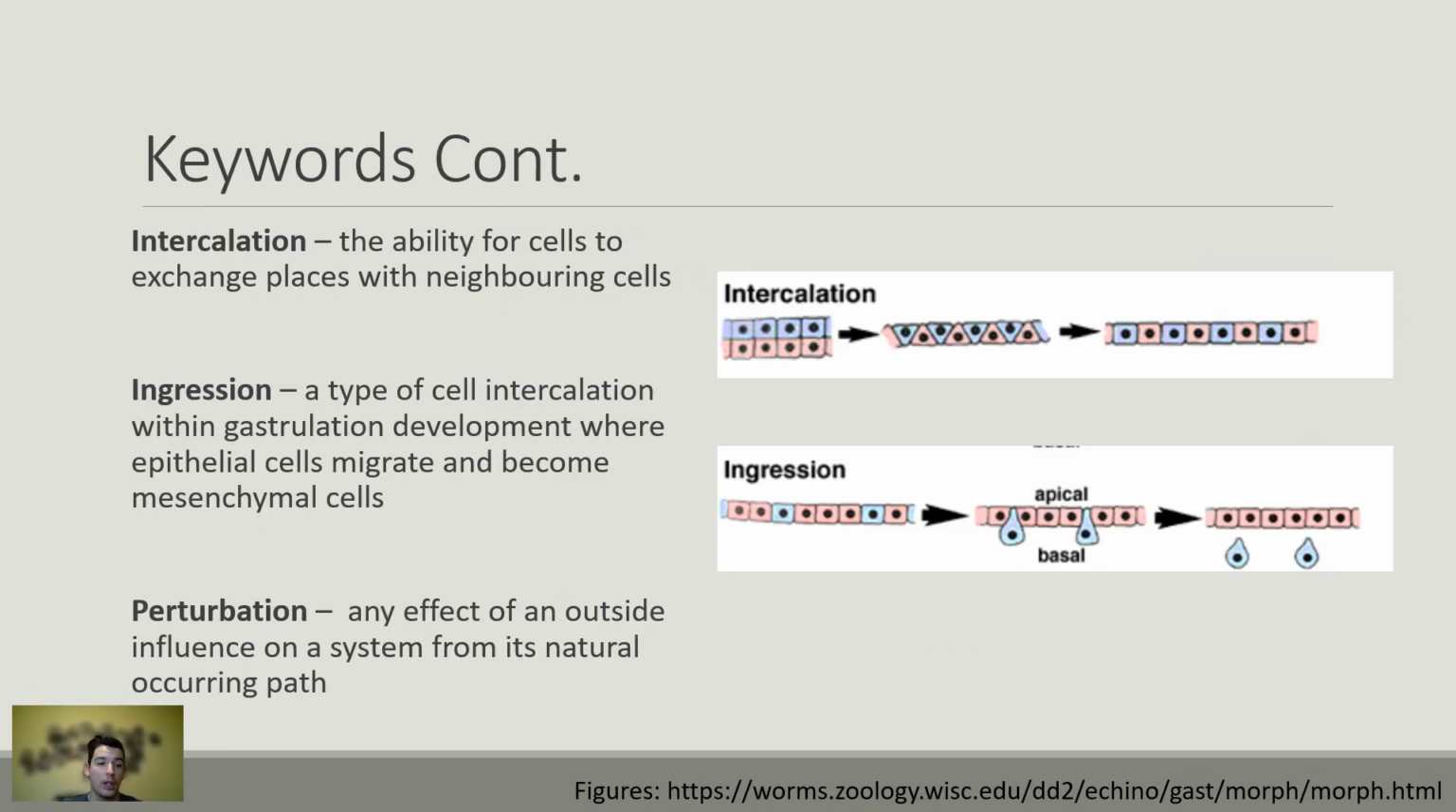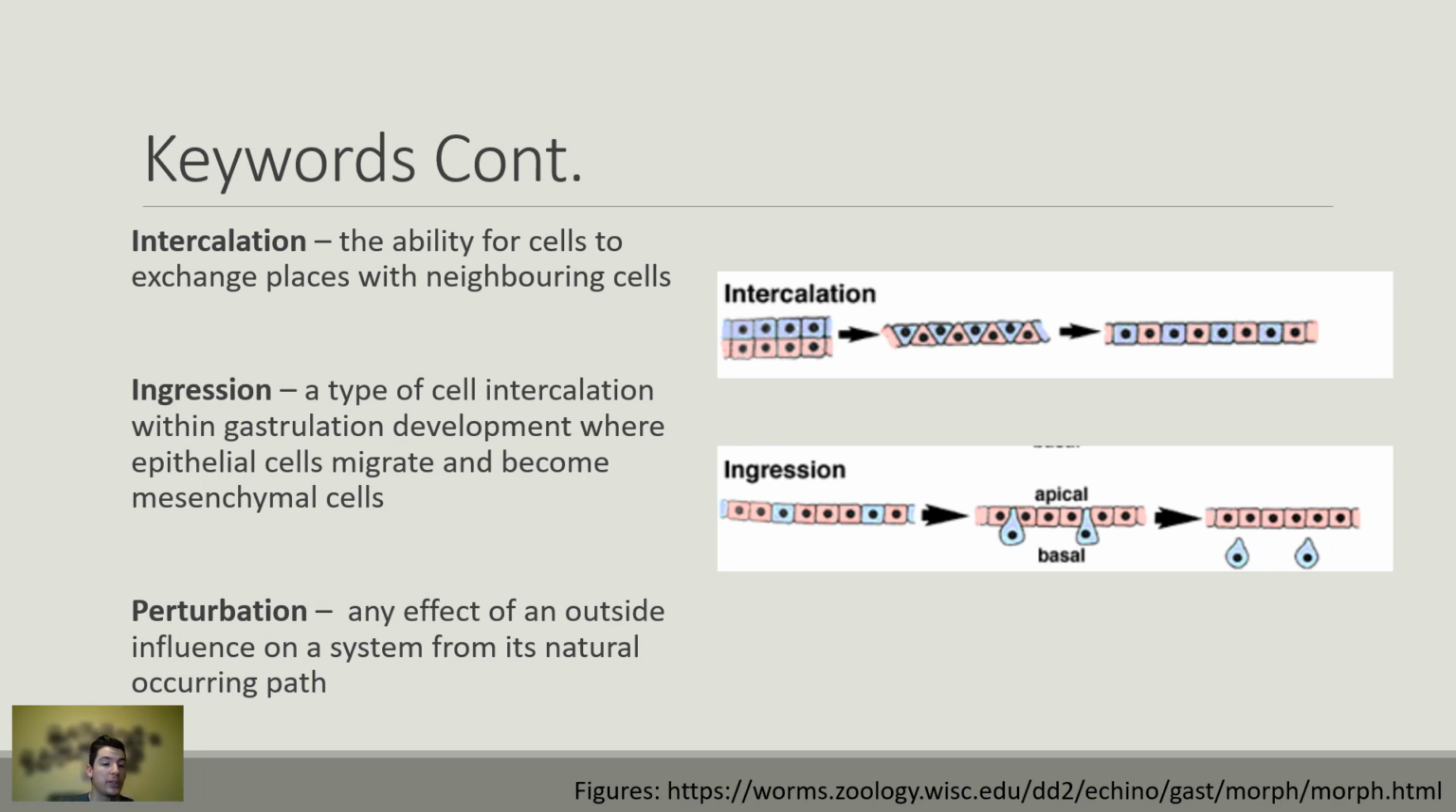A couple more keywords. One is intercalation. Intercalation is basically the ability of cells to exchange places with their neighbors. When gastrulation development is occurring, there's a lot of cell movement. Cells are intercalating with each other, moving between neighbors. Ingression, on the other hand, is another type of cell movement within gastrulation development, where epithelial cells specifically will migrate away from the epithelial cell they're with and become mesenchymal cells, basically being able to differentiate into other forms of cells.